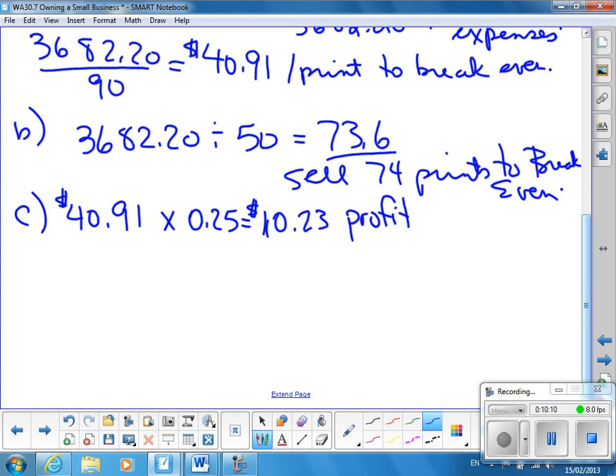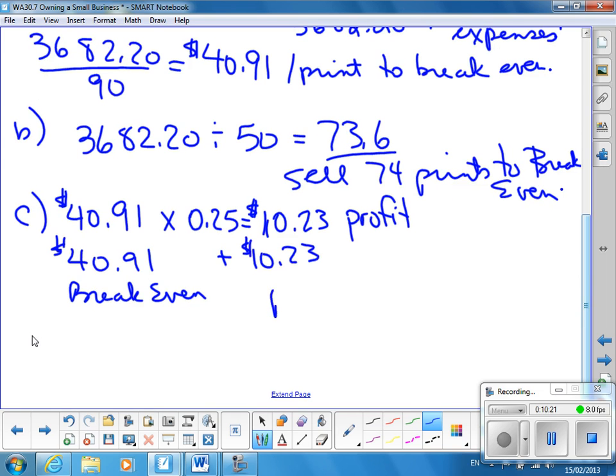So you take the break-even price and add on the profit, and she will have to sell for $51.14 a print.